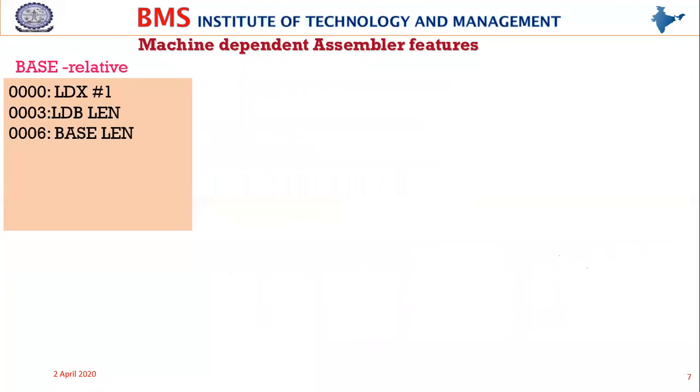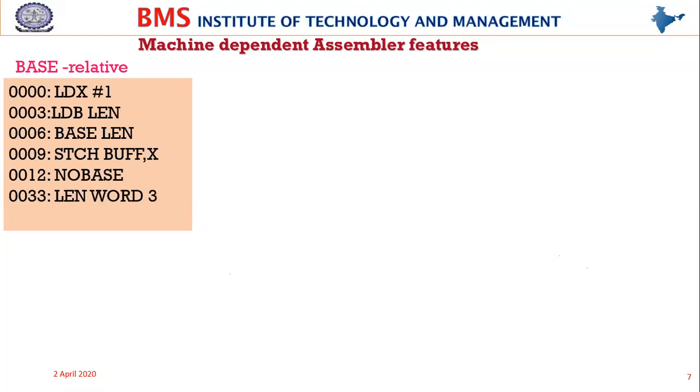Same thing. LDX immediate with 1 and LDB len, base len. It's an assembly directive being used. And then we have STCH buffer comma X. So between 6 and 12, the instruction at 9 is a base relative addressing because it is appearing between the assembler directives BASE and NOBASE, as well as it is an indexed addressing mode because beside the operand you have the X specified.